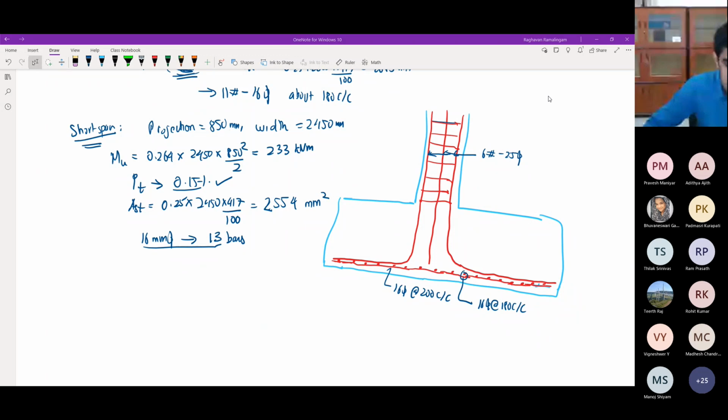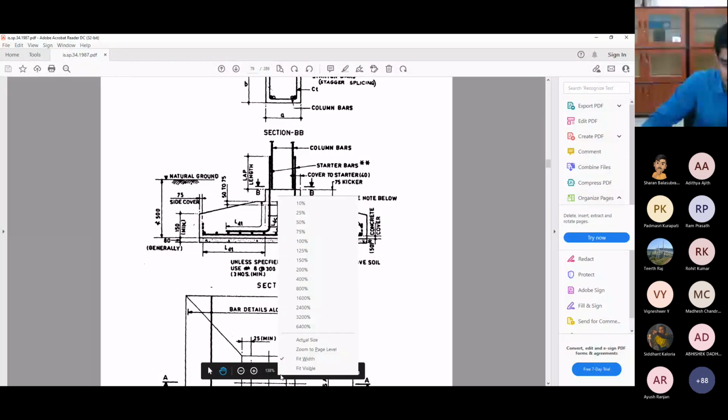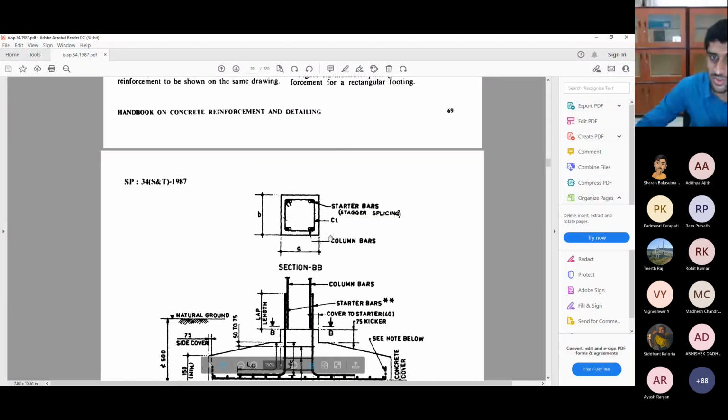What page number is footings? Foundations, 67. Okay. So this I'll close. I'll show you this, again SP34, just to give you a better look into how to draw the detailing.